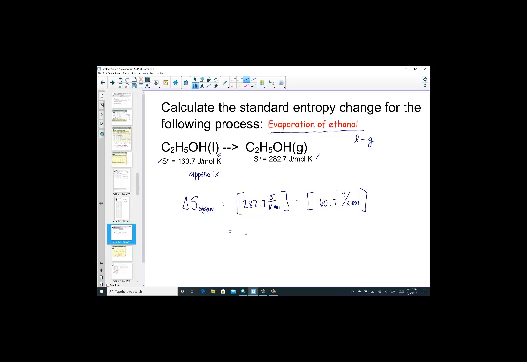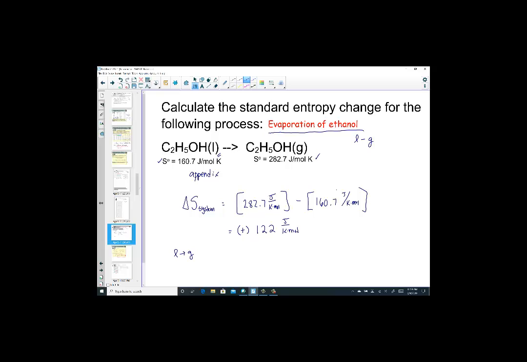If a liquid is turning into a gas, gases, of course, are a more chaotic system. I predict that this is going to have a positive sign as the phase change from liquid to gas increases molecular entropy. The system becomes more chaotic, more disorganized. And when I subtract 282.7 minus 160.7, I do indeed get a positive value of 122 joules per Kelvin mole.